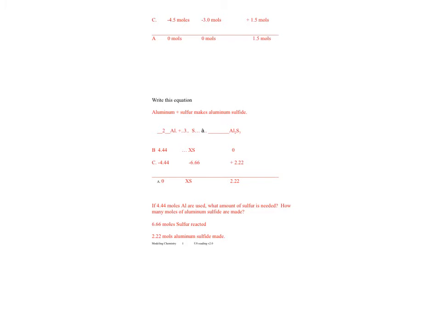Aluminum and sulfur make aluminum sulfide. We had to balance that out, so 2Al and 3S. We were told on this one that we had 4.44, so I need to do a 3-to-2 ratio to get 6.66, and then a 1-to-2 ratio to get 2.22. So final answers here: how much sulfur was reacted, that would be this answer here, 6.66 moles, and then how many moles of aluminum sulfide are made, 2.22.